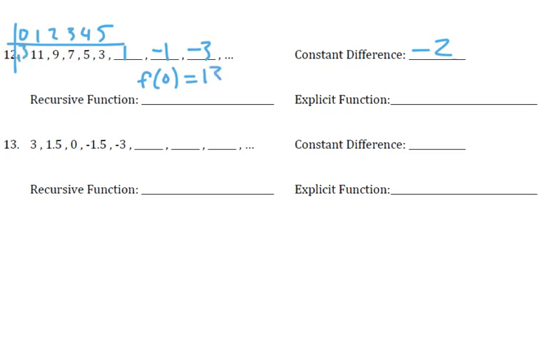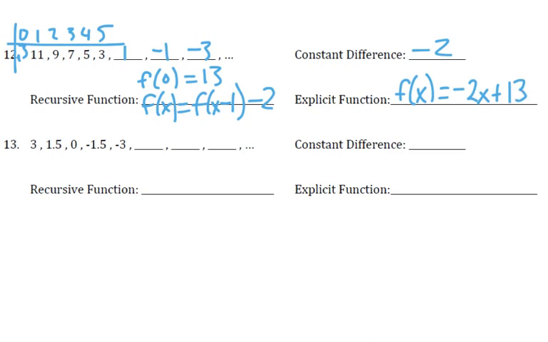So f of 0 equals 13, and to get the next term, we take the previous term and we subtract 2 from it. So our explicit function would be f of x equals, well, we started at 13 and then subtracted 2, so negative 2x plus 13. Because the variable always goes with the number that shows us how it changes.